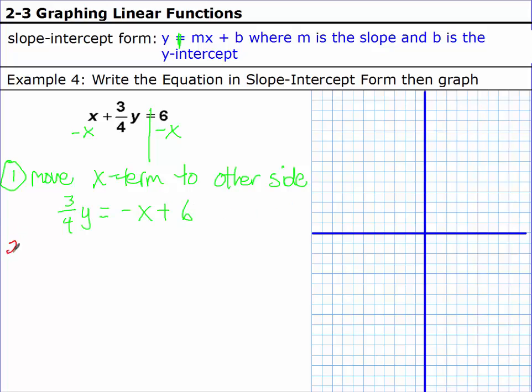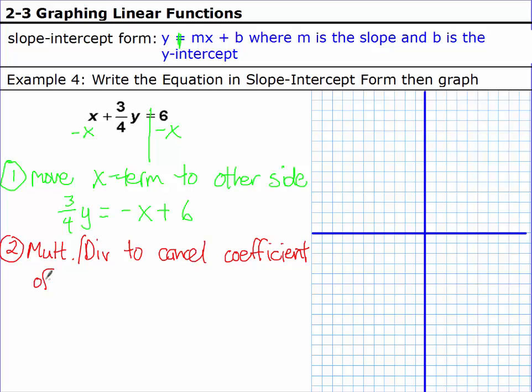Alright, so step 2, you are going to multiply or divide, just kind of depends on what this number is, to cancel the coefficient of y. Again, it just depends on this number. If it was just a 2, we just divide everything by 2 and be done with it. Since it's a fraction, we're going to have to take a little more care.